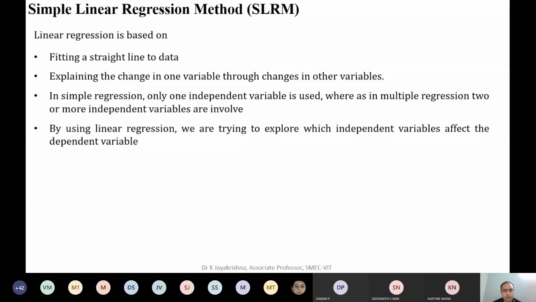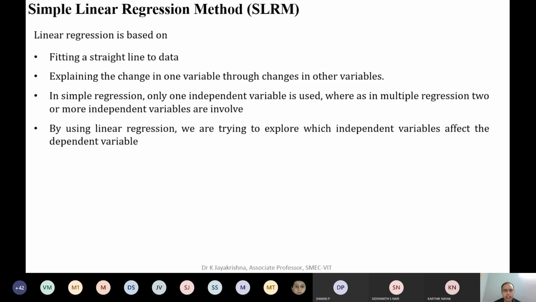So here what happens is that something is going to change, like the supply and demand. So what we are doing with respect to one variable is how the other variable is changing. That is what we are trying to plot here.